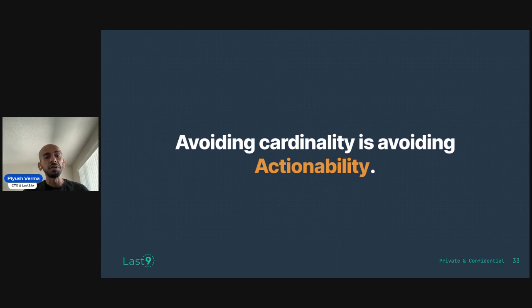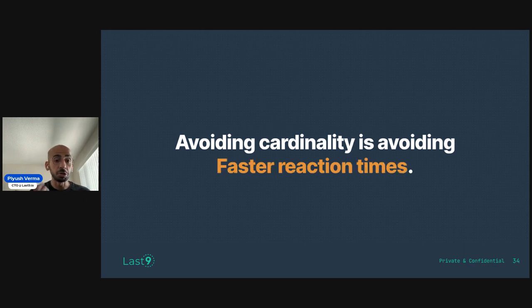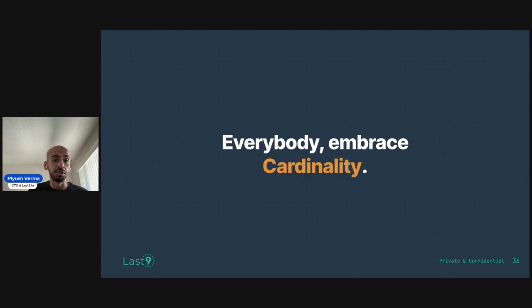If we don't deal with this cardinality, think about it, by choosing not to emit these metrics, effectively we are sacrificing our actionability because we don't have any knowledge about it, which means we are also sacrificing faster reaction times. We are as slow as the data that we get. It will be very latent. In a nutshell, we're avoiding the entire knowledge that we can derive out of the system. So, collectively, let's just have cardinality today.